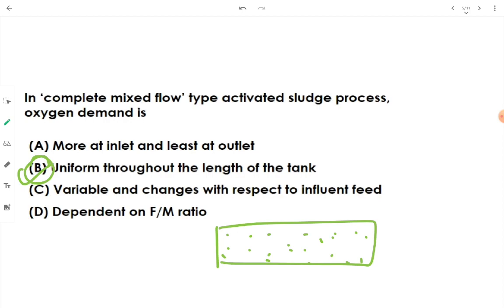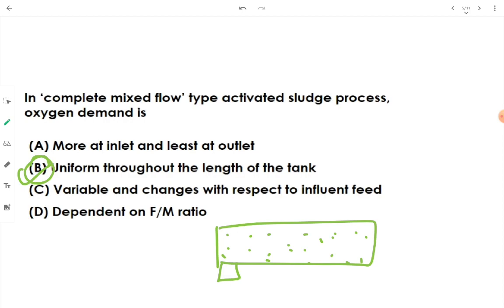That's why, in order to maintain the quality and the operational efficiency of the activated sludge process in complete mixed flow type, we have to keep the oxygen demand the same throughout the length. Okay, we cannot provide more oxygen here and less here. That type is something else. Okay, tapered aeration is there. In that kind of ASP process, the oxygen demand varies with respect to length.